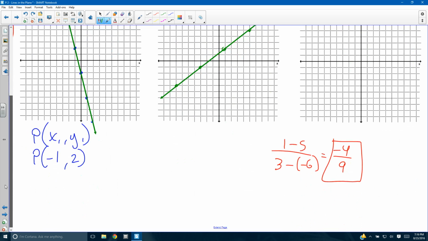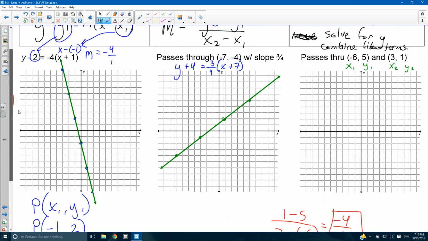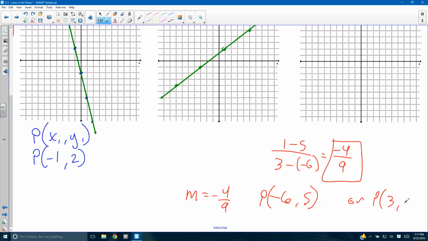So now we have that. If you wanted to write the equation, you'd use that as your slope. And for your x1, y1, you can choose either point. You can either choose negative 6, 5, or, what was it, 3, 1? Or 3, 1. And you can plug that into point-slope form.